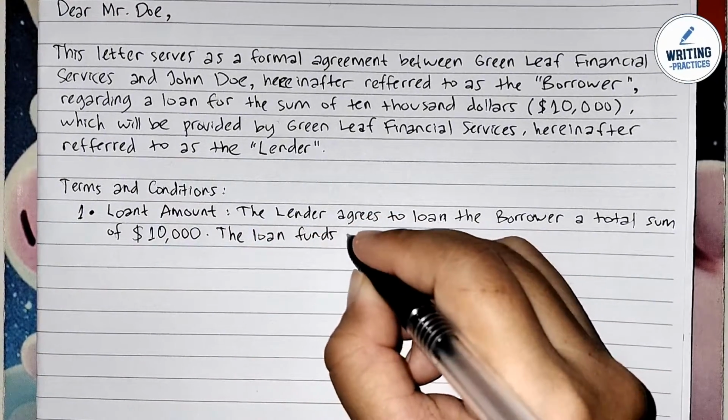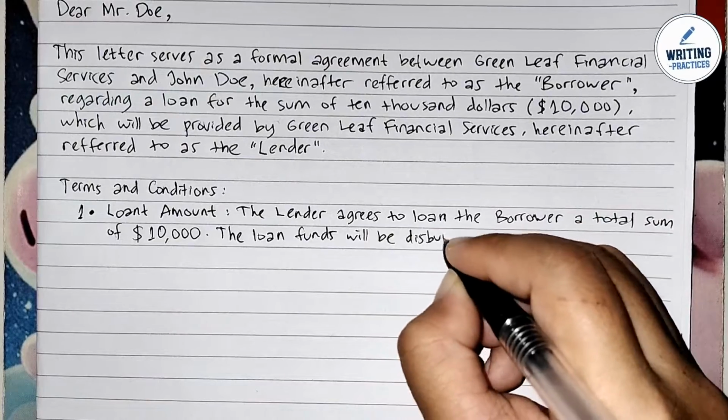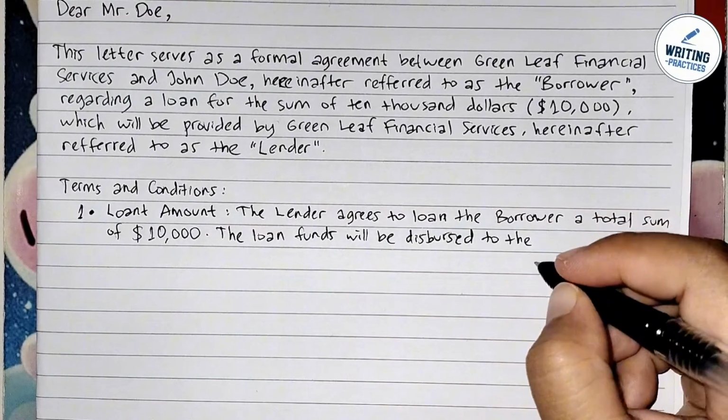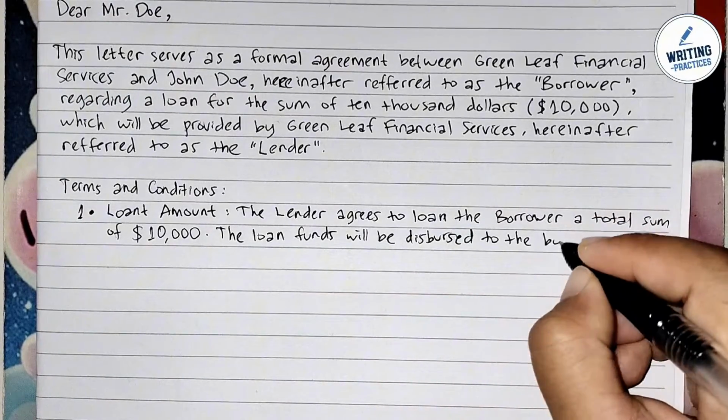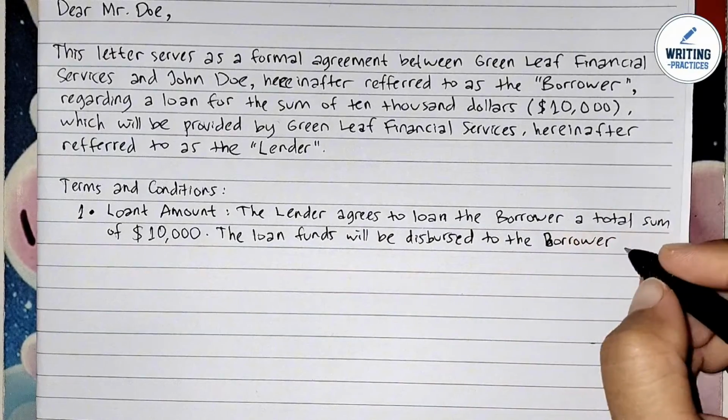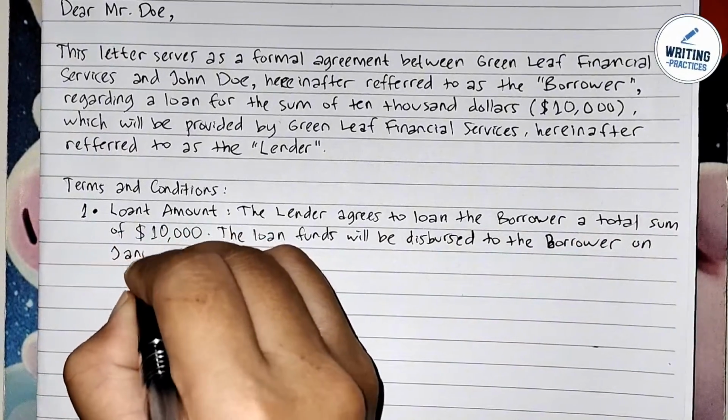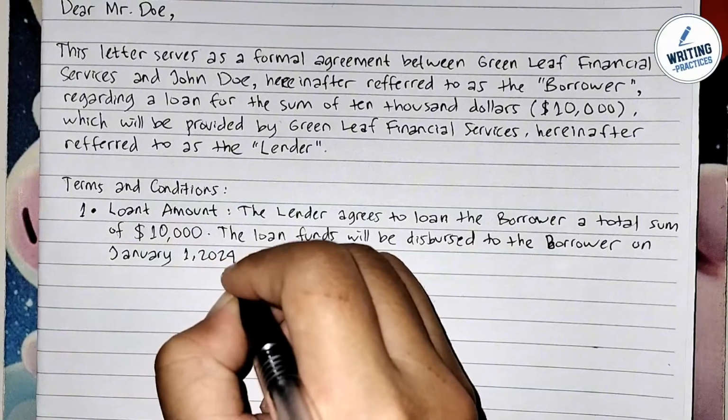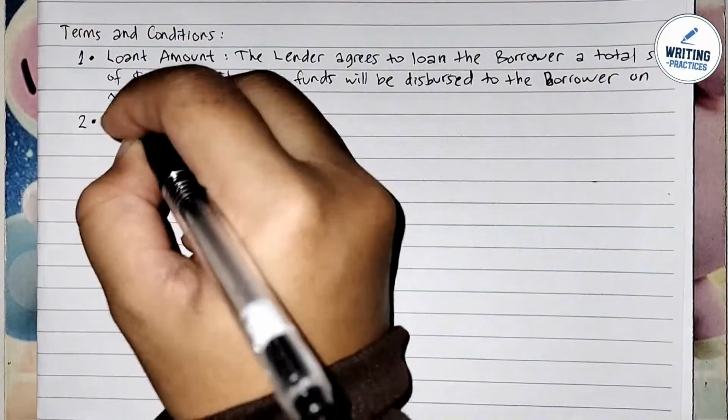And here, you can write it this way. Terms and conditions. Number 1, loan amount. The lender agrees to loan the borrower a total sum of $10,000. The loan funds will be disbursed to the borrower on February 1, 2025.